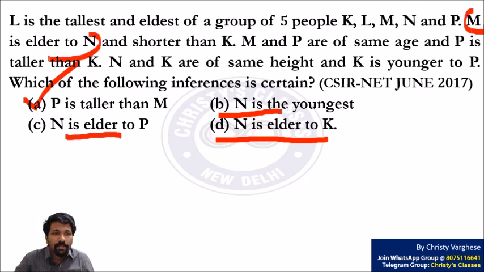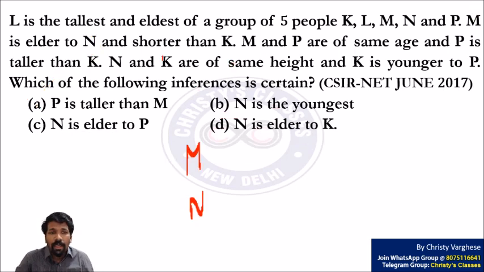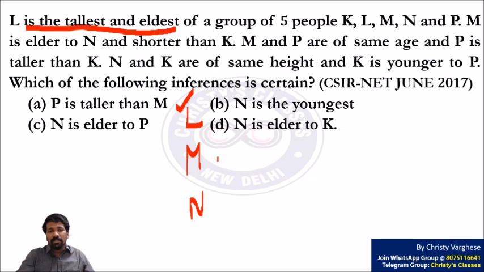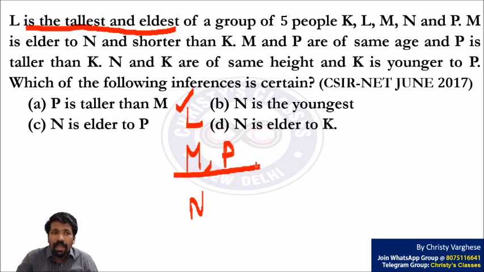M is elder to N. So we will represent that as M above N. L is the tallest is also written, so we will write L in the topmost position. Sorry, tallest and eldest, that is why I am writing L, according to age, at the topmost position. M and P are of the same age, which means M and P are on the same level. And P is taller than K. P is taller than K, we don't want that now.